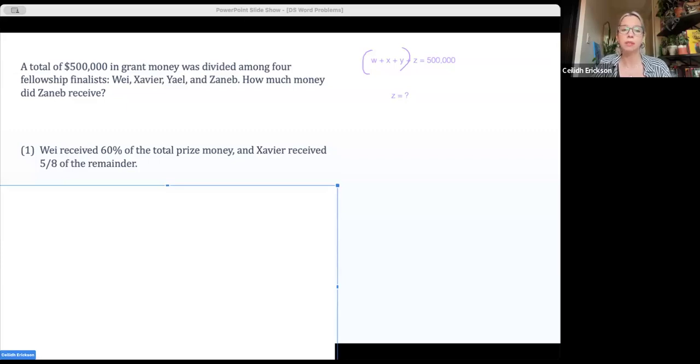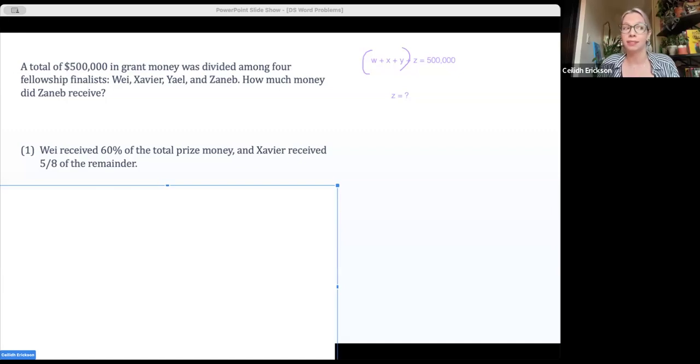So let's look at the first statement. Wei received 60%, Xavier received 5/8. We absolutely could create some relationships here. W equals 60% of 500,000. Xavier is 5/8 of 40% of 500,000. We could, but actually at this point, we know that this is only giving us information about 2 out of our 4 variables. If we have 4 variables, we're going to need some information about all 4 of them.